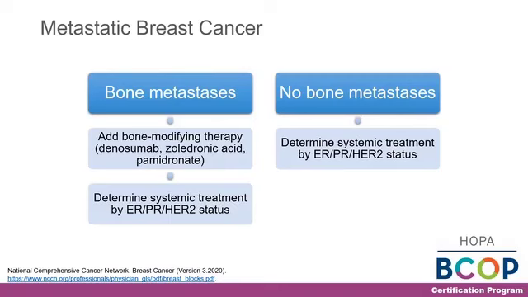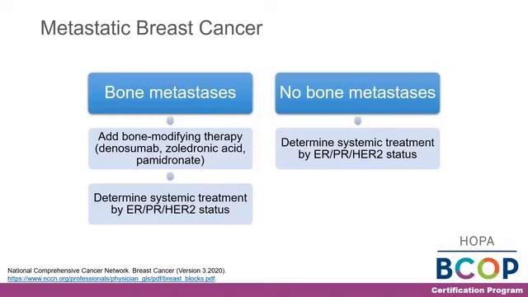When we think about treating someone with metastatic breast cancer, another thing we should look at is whether or not there are bone metastases present. When there are bone metastases present, in addition to systemic anti-cancer therapy, we also want to add on bone-modifying therapy to prevent skeletal-related events. So examples of this include denosumab, zoledronic acid, and pamidronate.